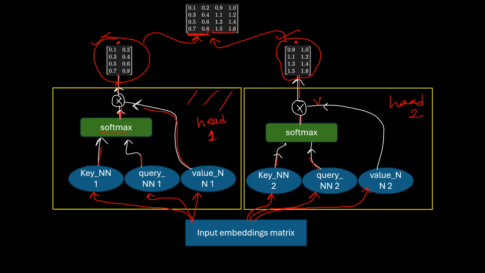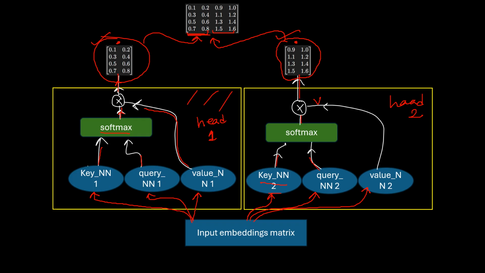Now, a natural question that arises is, why would you want to use two heads? Or if you want, you can actually add more heads here. You can add 3, 4, as many heads as you want. The question is, why would you want to add more heads? The idea is that every head has its own key, query, and value neural networks. These key, query, and value neural networks are learnable networks.